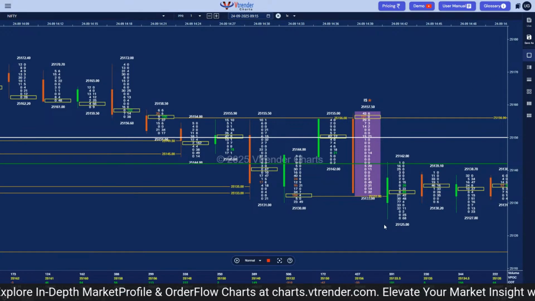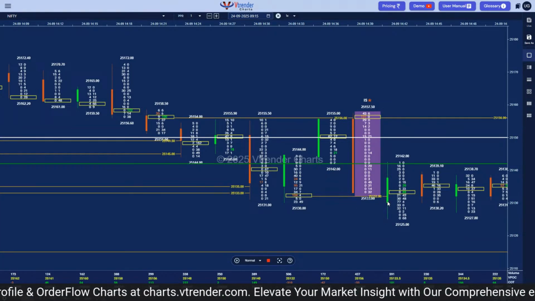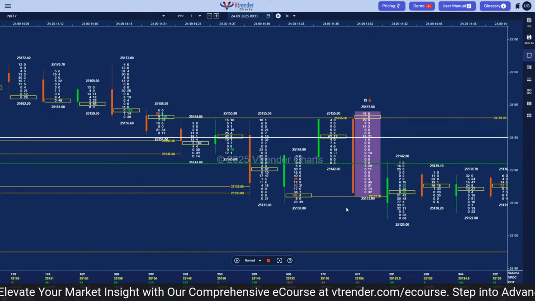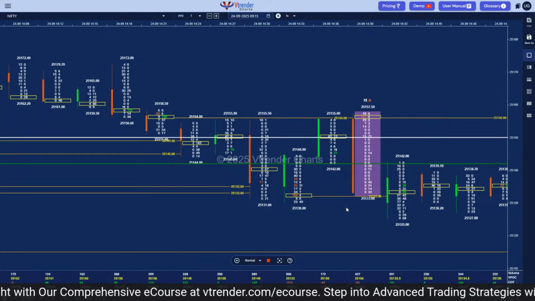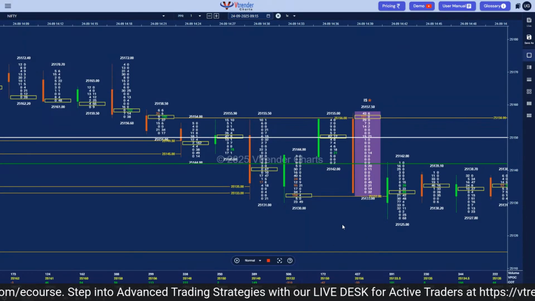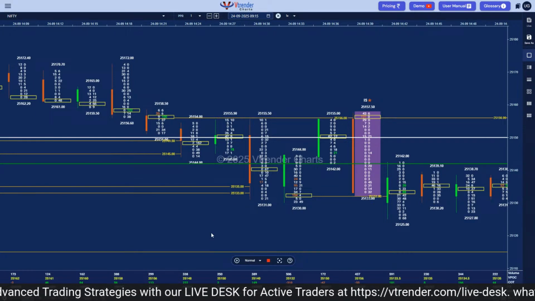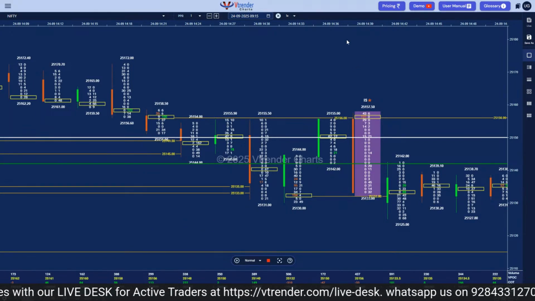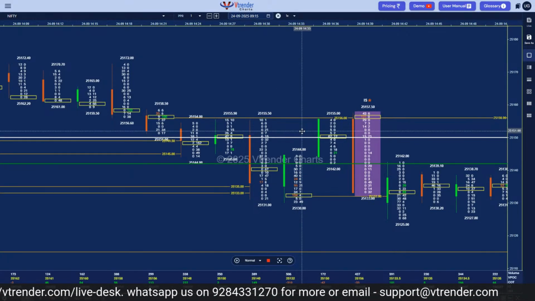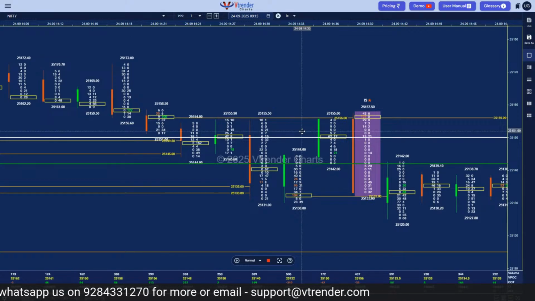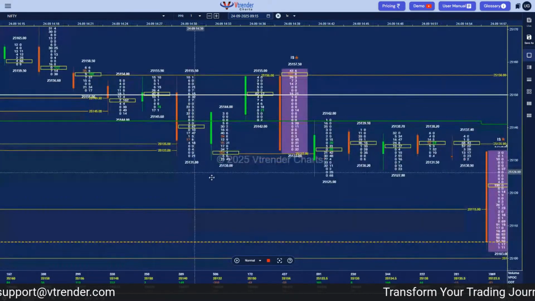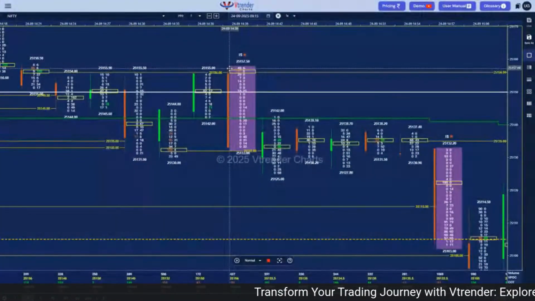because this is a 24-point move, 24997 would have been our first target. Sorry. Just a second, guys. So this is a 25-point bar. So 25000 would have been our first target. And this was our stop loss.